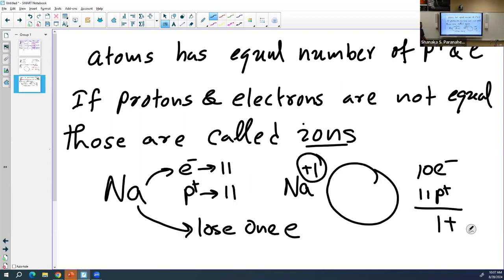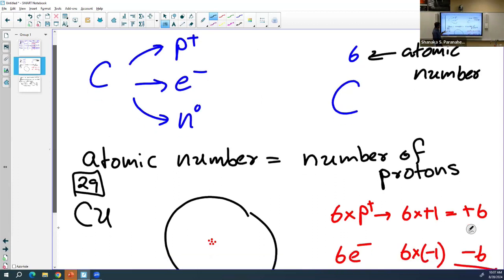So there are positive ions and negative ions. If protons and electrons are not equal, they are called ions. So this is an ion. This is the atom. Okay, so that's the difference between atom and ion. So we will talk about ions later. So right now we are going to count the number of subatomic particles for all the neutral atoms.